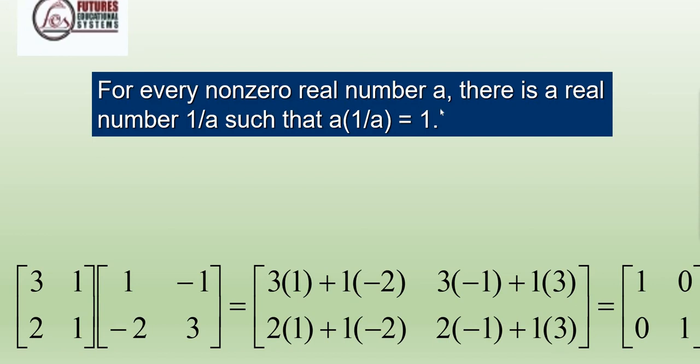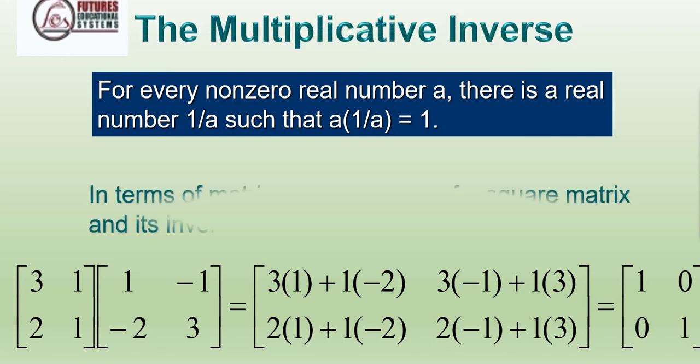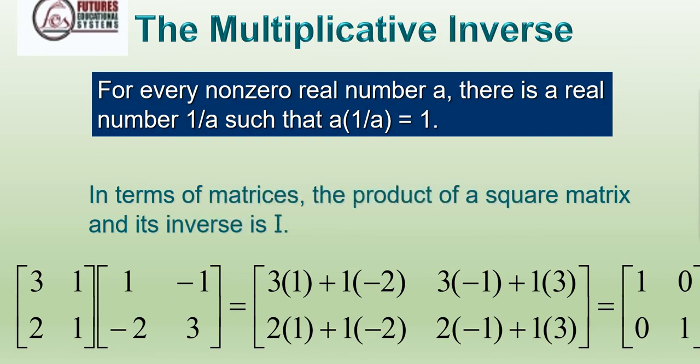For every non-zero real number A, there is a real number 1 over A such that A times 1 over A equals 1. If we multiply this 2 by 2 matrix by its inverse, the result equals the identity matrix. We studied the multiplication of matrices before. In terms of matrices, the product of a square matrix and its inverse is the identity matrix.